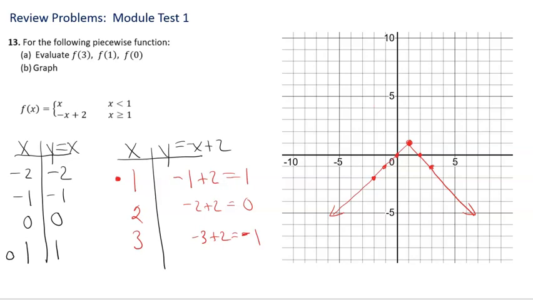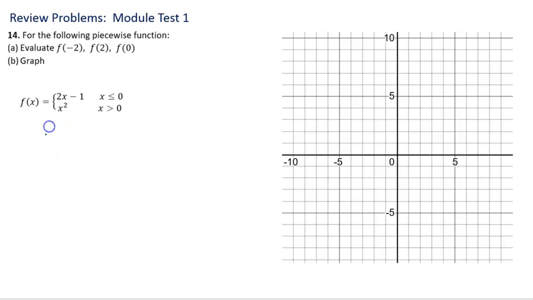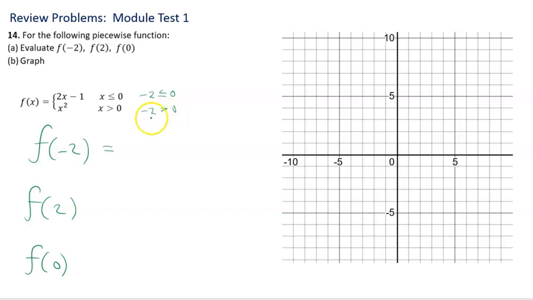Let's do another one. So first I'm supposed to evaluate f of negative 2, and then I'm supposed to evaluate f of 2, and then I'm supposed to evaluate f of 0. Now when I plug in negative 2, first of all, don't plug it into both pieces because that's not right. You're supposed to use this information on the right to decide which one to plug it into. Now, is negative 2 less than or equal to 0, or is negative 2 greater than 0? Well, it's not the second one, right? It's negative 2 is less than or equal to 0. So this is the situation we want to use. We want to plug negative 2 into the top piece.